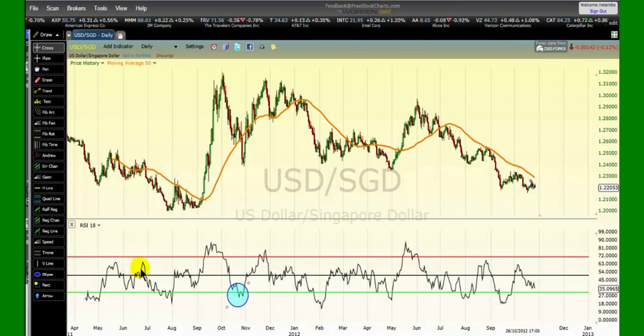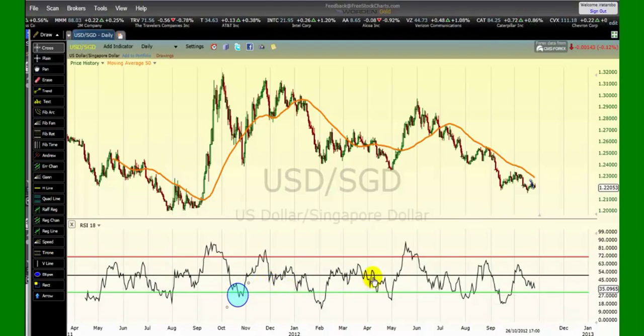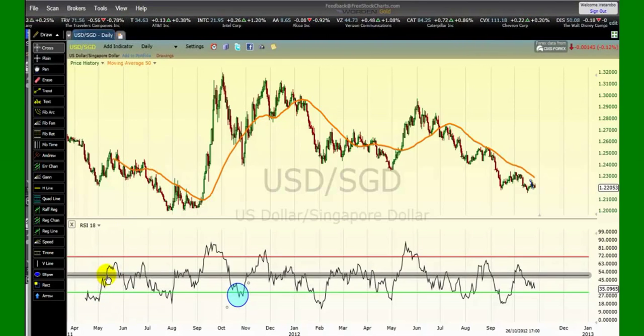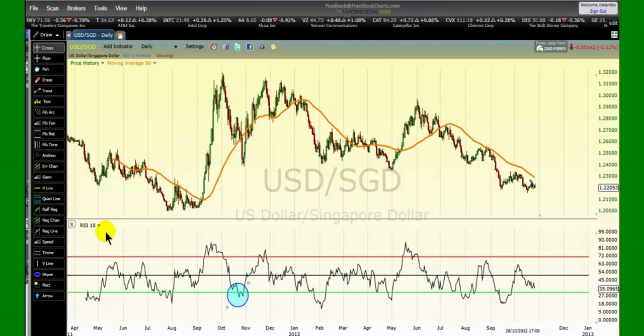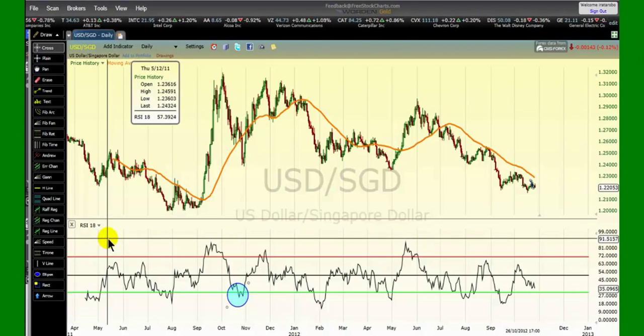So the bullish momentum is strong when the RSI is above 50, and the bearish momentum is strong when the RSI is below 50. What we have noticed, after many observations, is that when the RSI crosses above 50, very often the price also is crossing above the simple moving average 50.